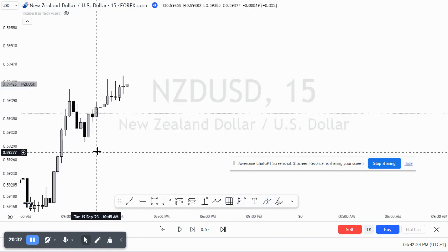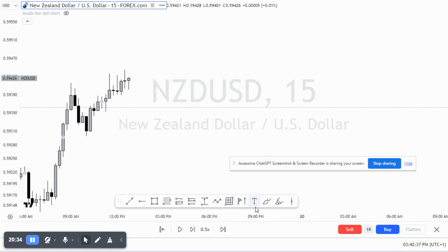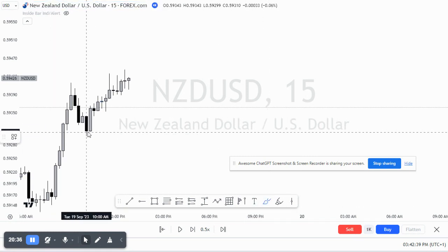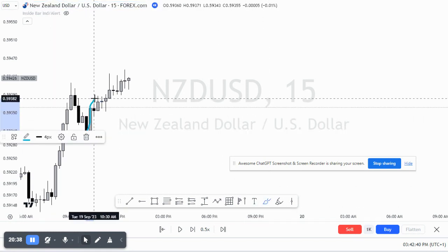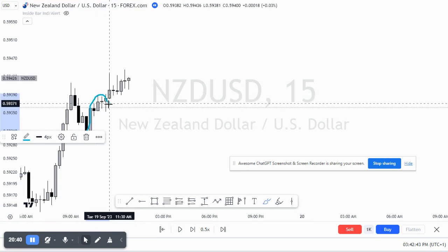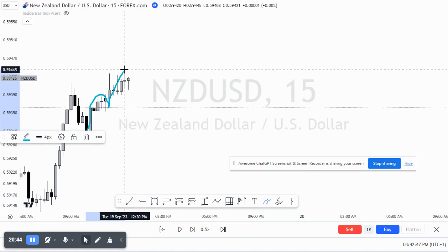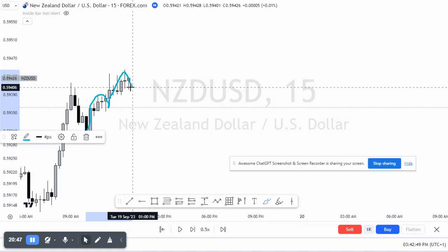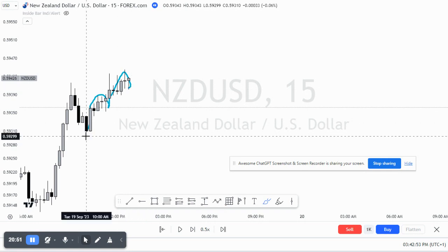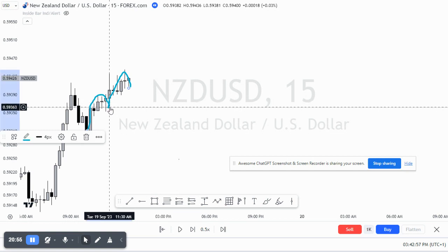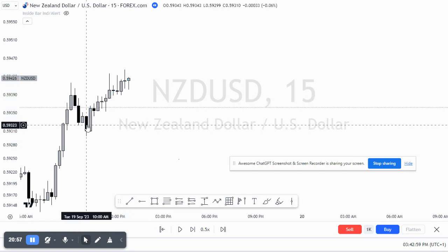So we have momentum, no pullback, no pullback, and then we had a pullback here, and then we had no pullbacks, and then we had another pullback here. The previous candle low should be taken. All right. So if you take a look at all of this, you won't see.